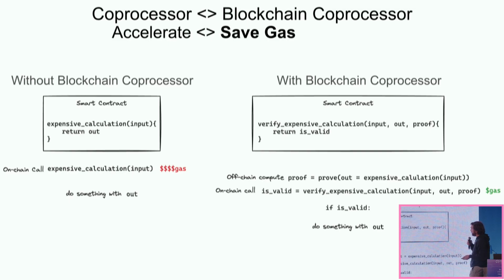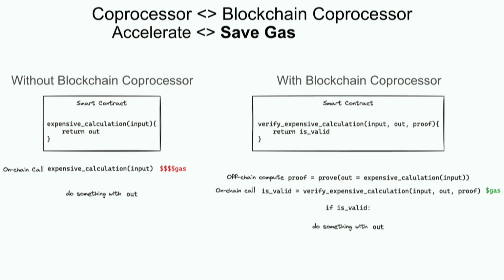Okay, now for a little less abstract example. So here is your computation without a blockchain coprocessor. You've got your smart contract, you've got some expensive computation or expensive calculation that you need to be run. You've got your input, and then you get your output. And then whenever you want to use this, you make your call to your expensive calculation with your input. Costs a bunch of gas because it's a big heavy-duty computation. And then you get your output, and you do something with it.